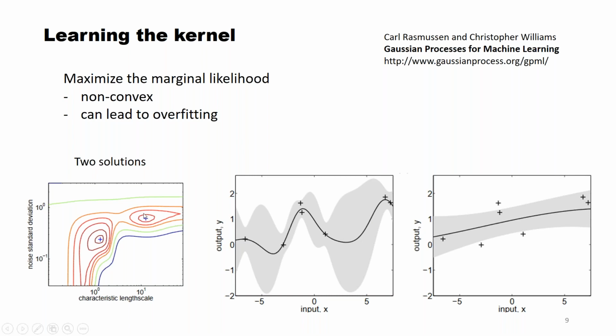So this is one example again from this book. You do the minimization, and it turns out that you have two solutions.